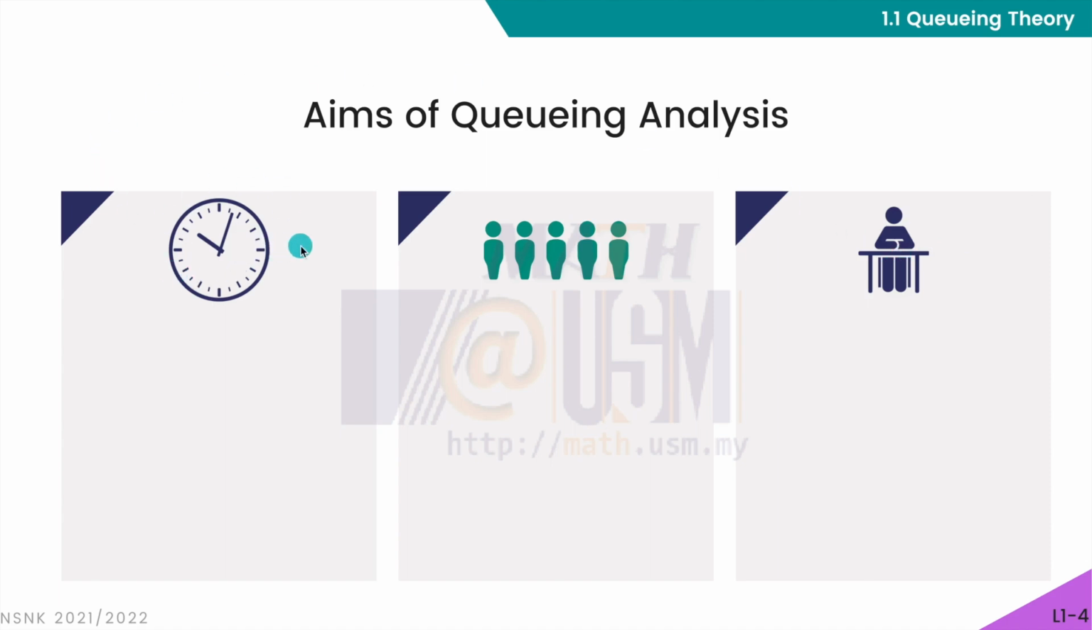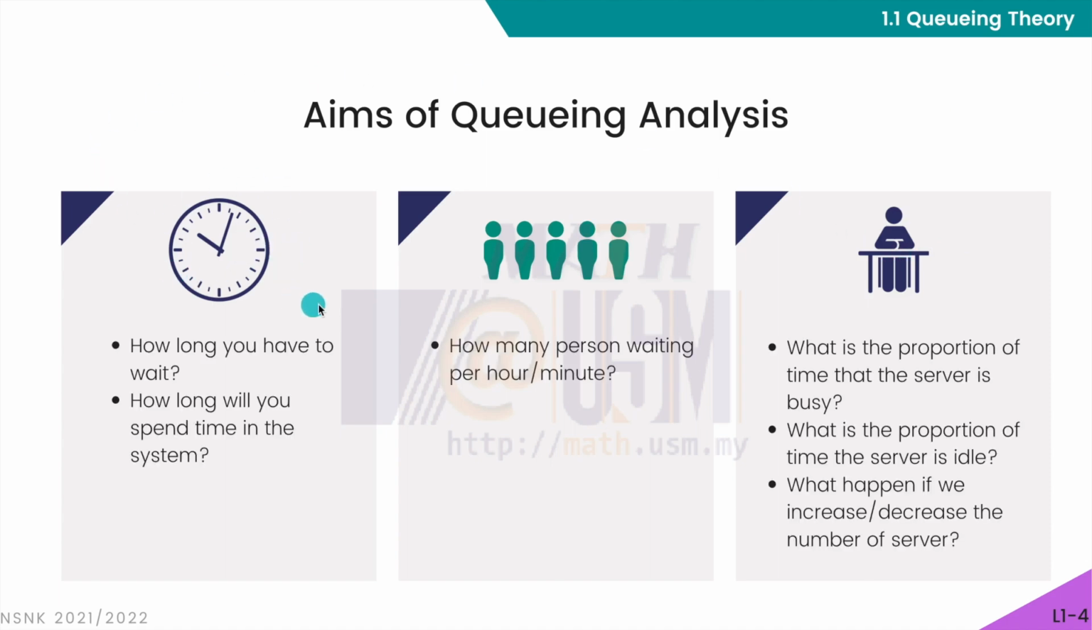With regards to time, to put it in simpler terms, we want to know how long we have to wait until we receive the service, and also how long we will spend in the system before we can leave. For example, how long you have to go to the bank, wait in line, and finally leave the bank. With regards to the customer, we might be interested to know how many persons are waiting in the line per hour or maybe per minute in a certain system.